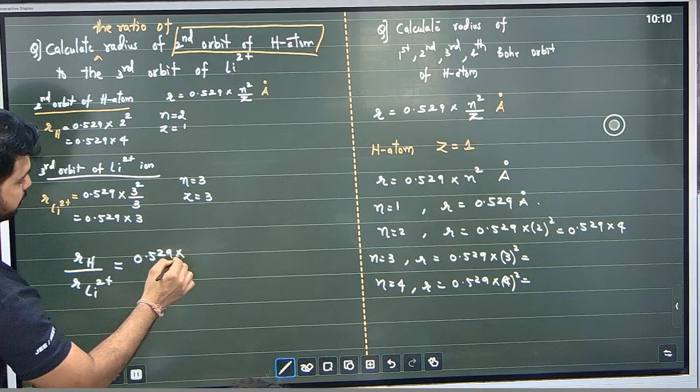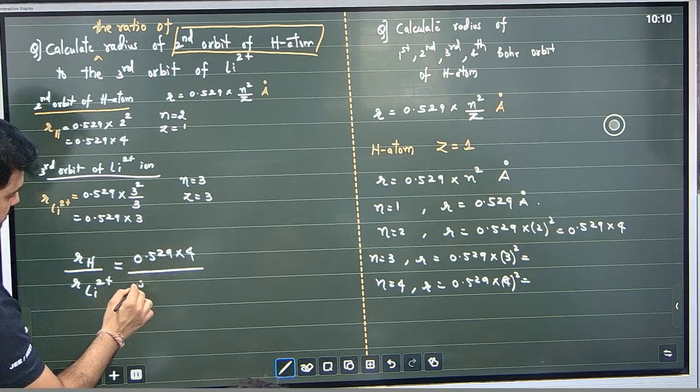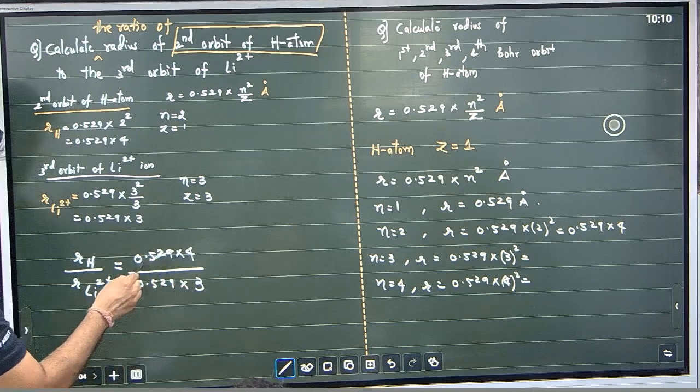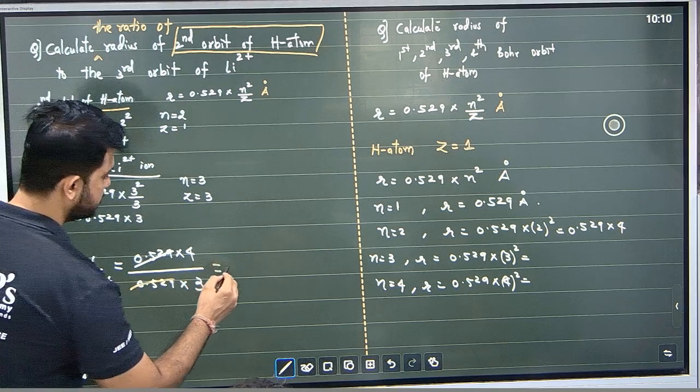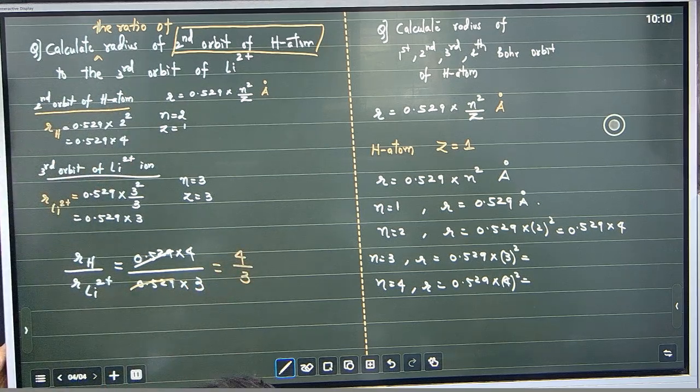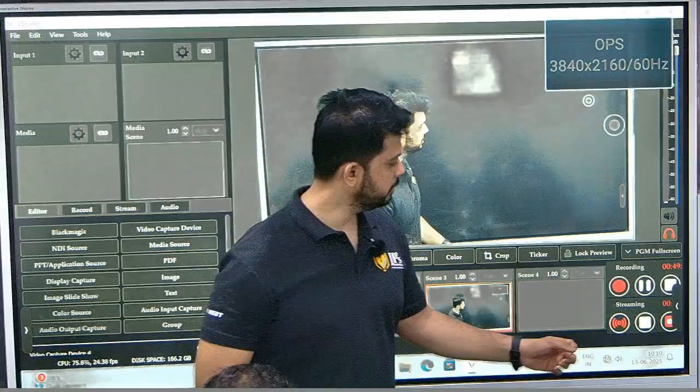0.529 into 4 over 0.529 into 3. So what do you get the ratio as? 4:3. You will get that. Copy this for me quickly, then we'll do some more sums.